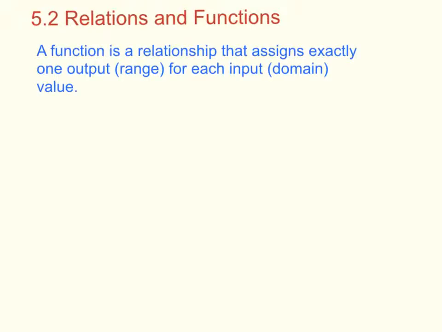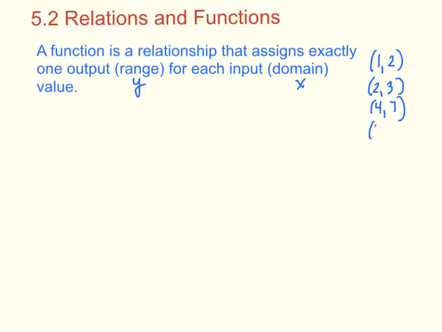The first vocab word is called a function. A function is a relationship that assigns exactly one output, which usually is a y value, also called your range, for each input, which is your domain or your x value. So for example, if I gave you these three ordered pairs, the 1, 2, and 4 would be the inputs, which are your domains. The 2, 3, and 7 are your outputs, which are the range. Every input has one output. So 1 has an output of 2, 2 has an output of 3. So this would be a function.